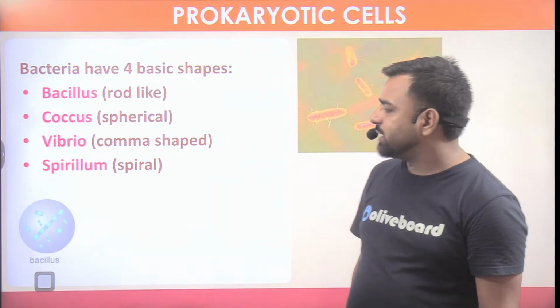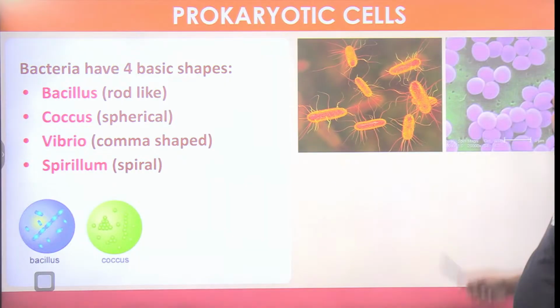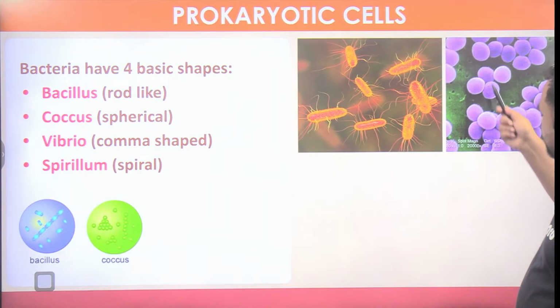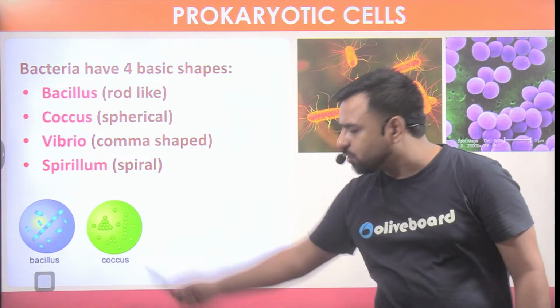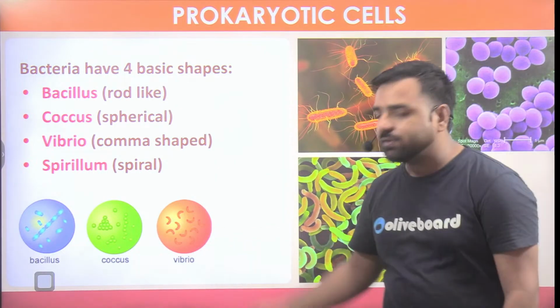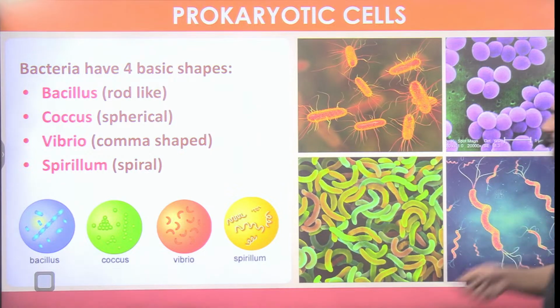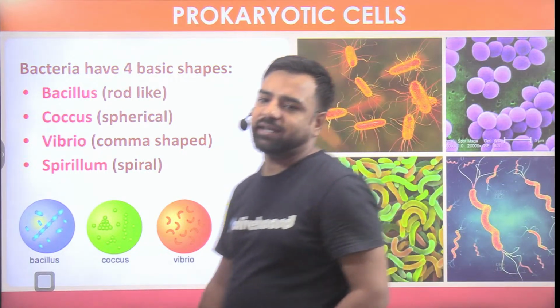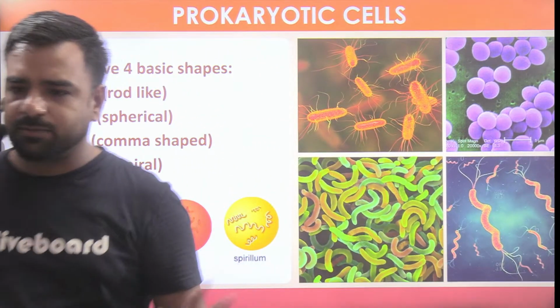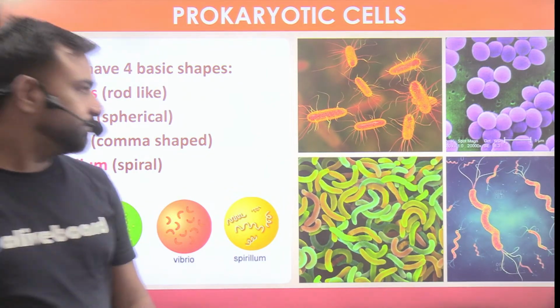So let's have a look. That's the bacillus. You can just see the rod-like structure. Here you will see the sphere shaped, that is ball-like structure. These are coccus. Then we have comma shaped bacteria. These are Vibrios. And finally, we have the spiral shaped bacteria, which looks like a spring, and that's Spirillum. So this part was linked with the bacteria.